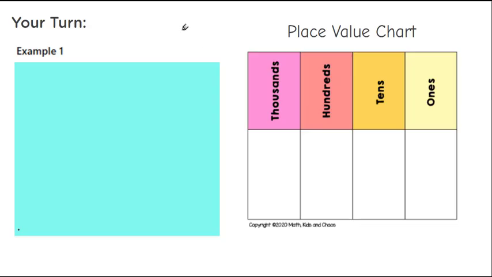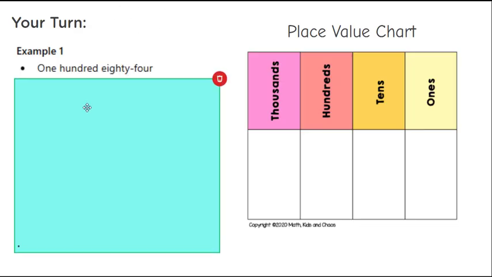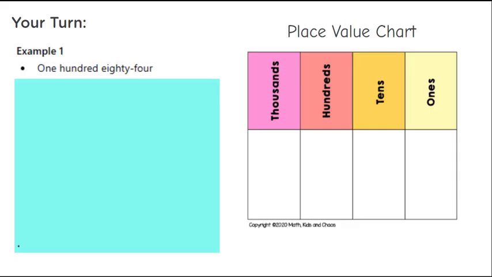Let's practice, okay? We're going to pull this chart down and do 3 different examples. I'm going to put them in the place value chart and then we'll practice without the place value chart. You can pause the video as needed. We have example number 1. The written form is 184.